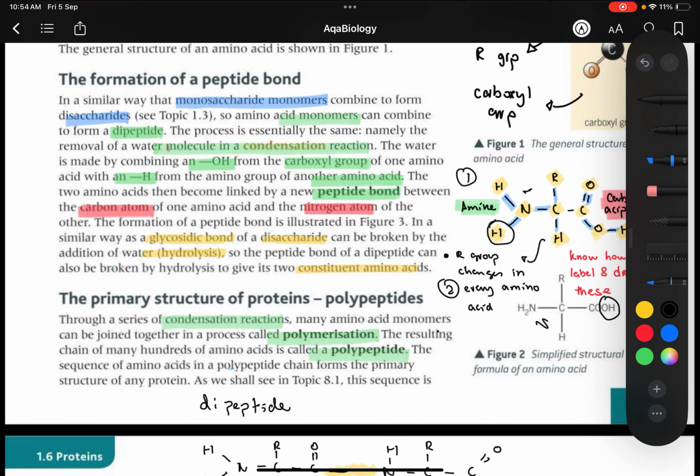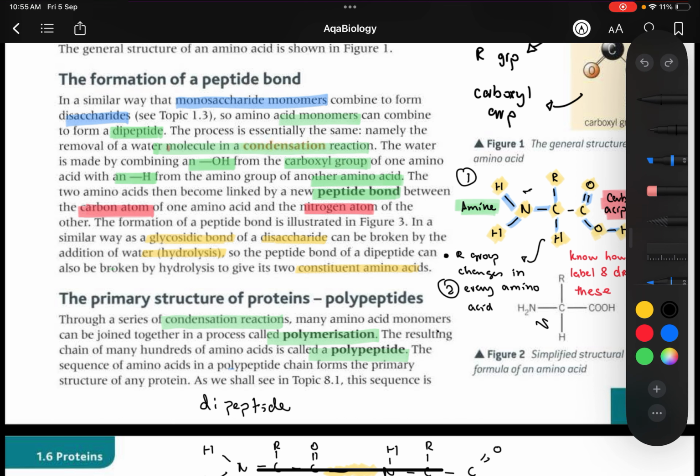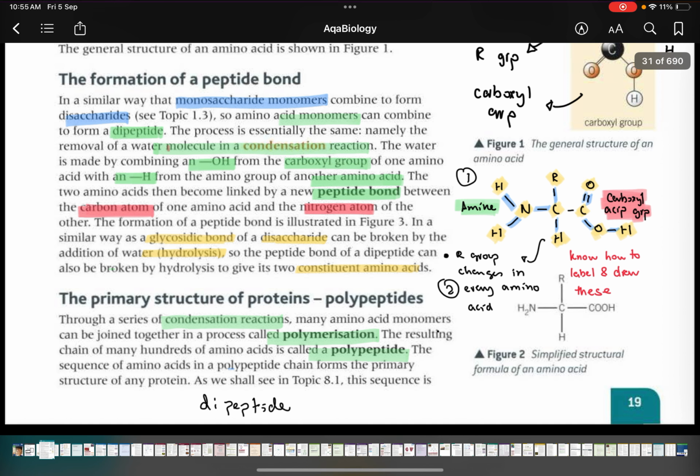So I'll be right there. And then, or it could be vice versa. So it could be like the OH from here and then the H from here. Either way works. But yeah, that's just the condensation reaction. That's going to form a peptide bond.